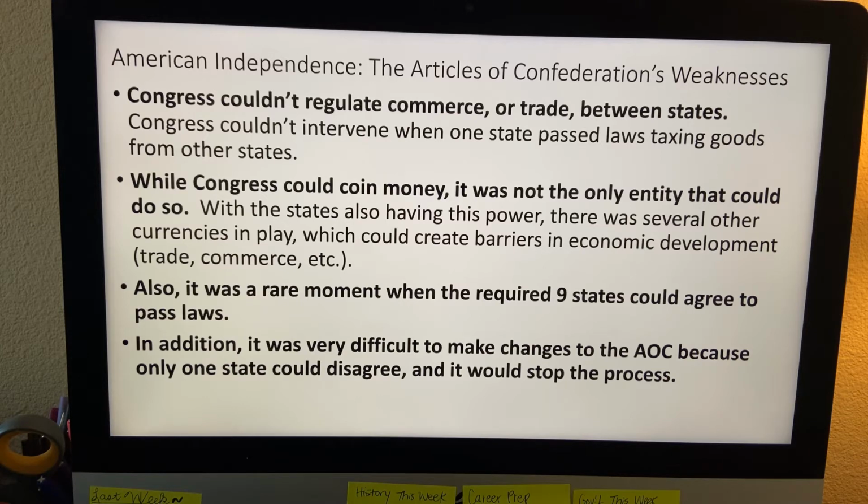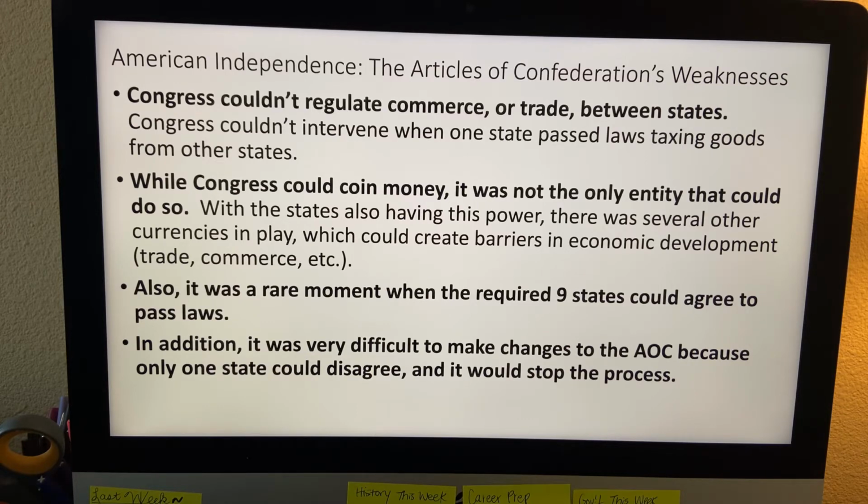So Congress cannot regulate commerce or trade between the states. Today we talked about that if you bought something in Georgia and you went to Virginia, Virginia would often tax goods that you had bought in Georgia. And that was a common practice. So Congress could not regulate that and they could not intervene.